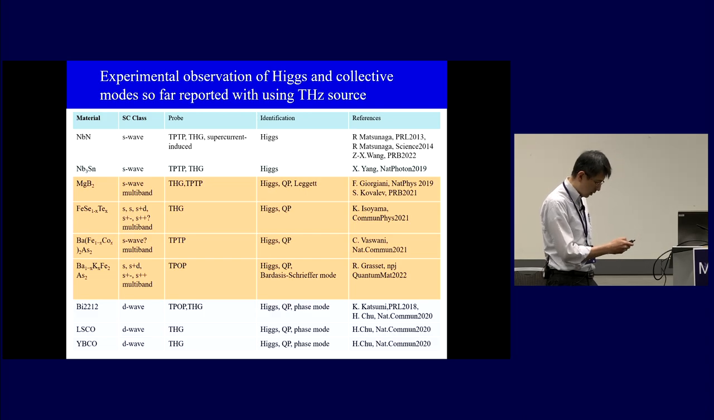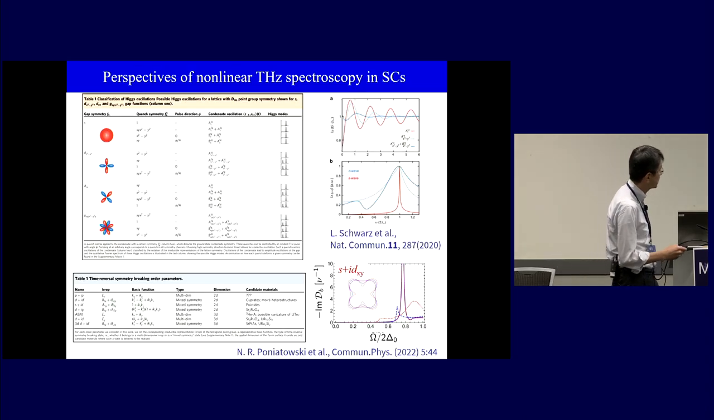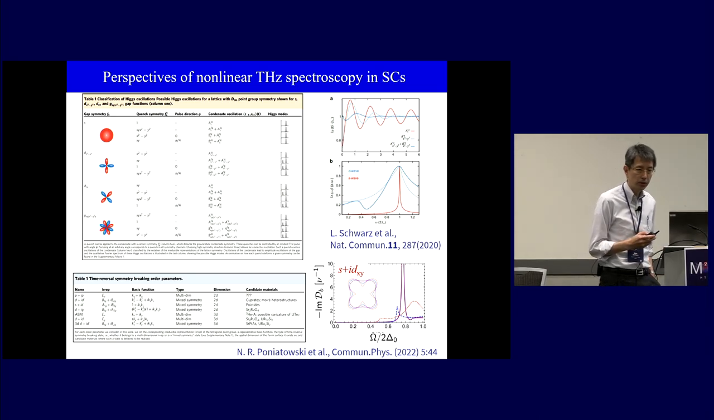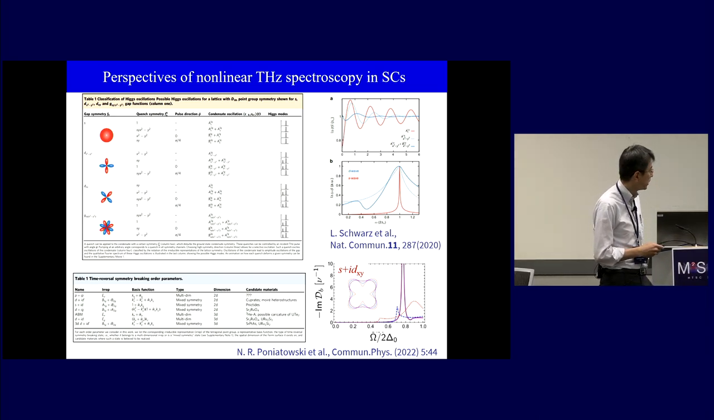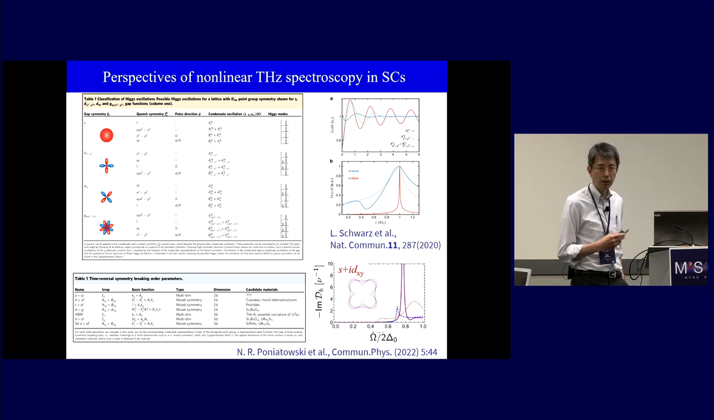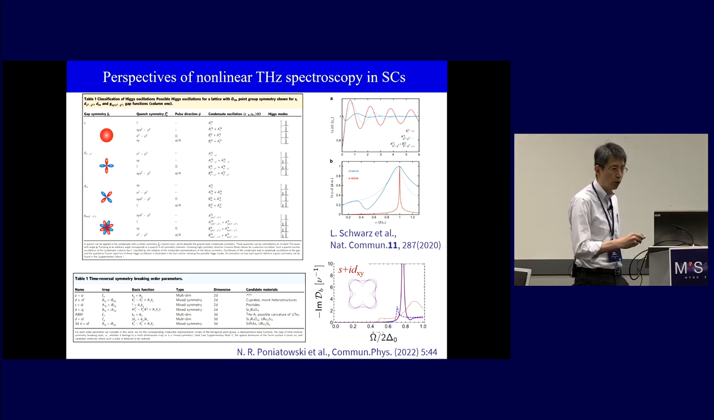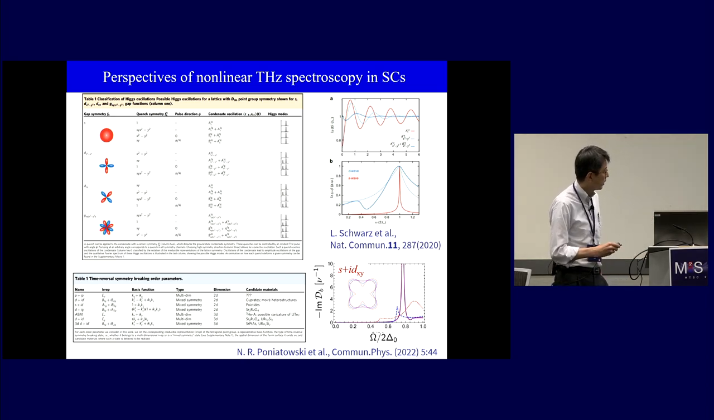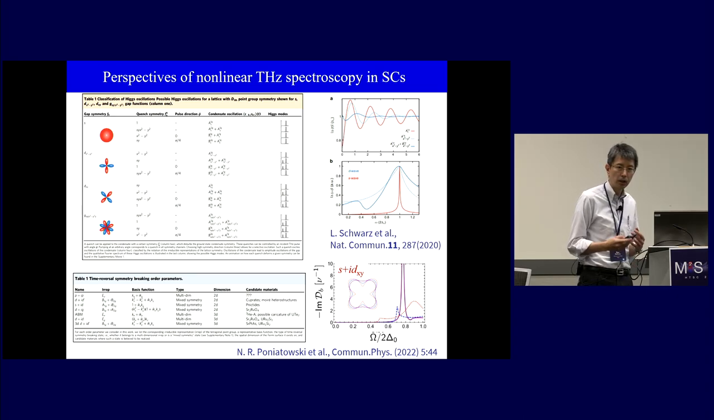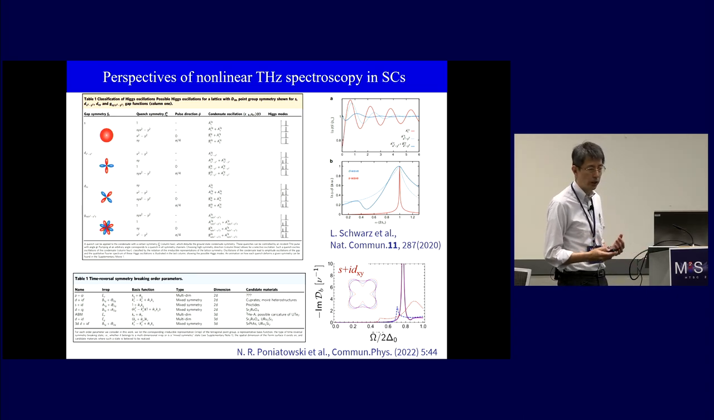But I think this is still very important because, for example, this probe can be extended to study more exotic order parameters, including time reversal symmetry breaking or non-centrosymmetric superconductors. In that case, from the spectroscopic point of view, you can expect a new mode below 2 delta. And from that, you can say something about the symmetry of the order parameter. For example, in the s plus id case, from Nagaosa's group, below 2 delta, this is not necessarily a Higgs mode, but can be identified as a kind of phase mode. But still, you can see some characteristic mode.